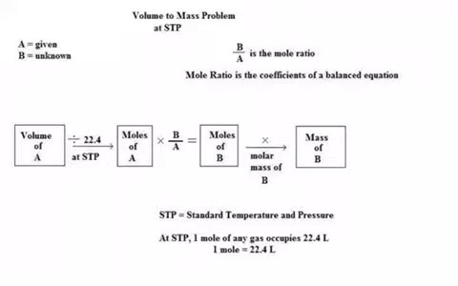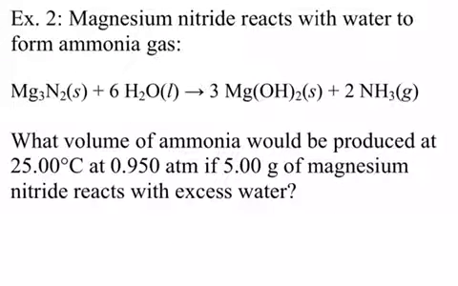All right, let's move on to the second practice problem. This time we have magnesium nitride, and it's reacting with water. So as we read the question here, they want to know what volume of ammonia. Ammonia is all the way over here. We're looking for this, so let's put B here. So we want the volume. Volume's going to be in liters.